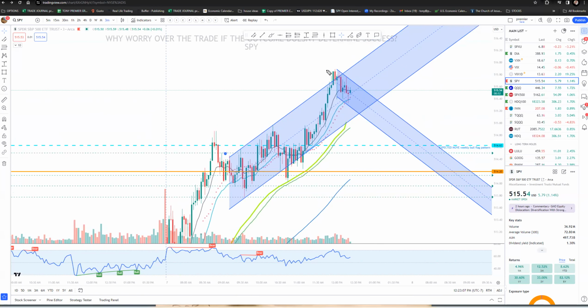Like right here, this is still telling me the bulls are in control, right? Whenever you get a nice structured down channel, that tells me this is just, again, resting the RSI, bringing the RSI back down before this thing can go bullish again.